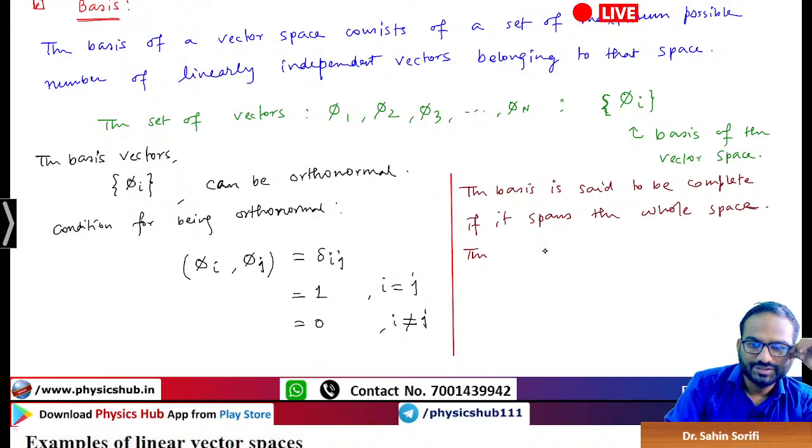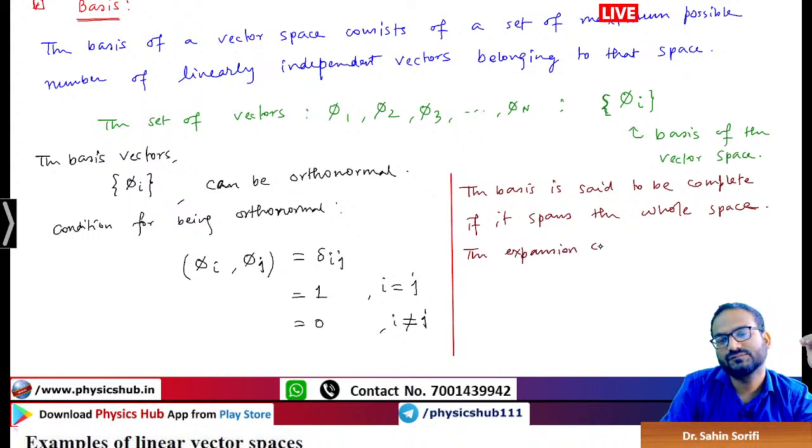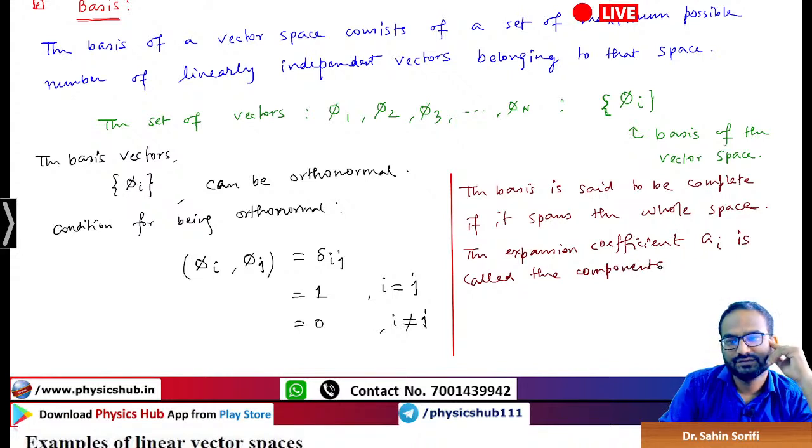The coefficient a i is called the component of the vector psi in the basis.